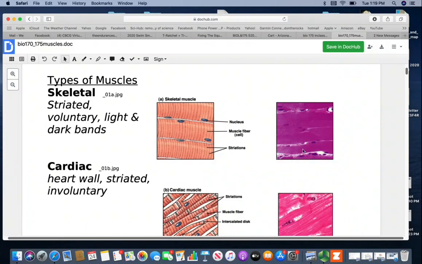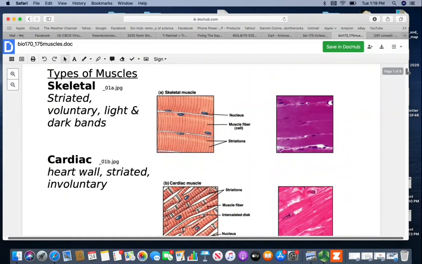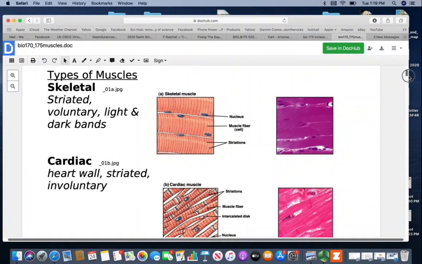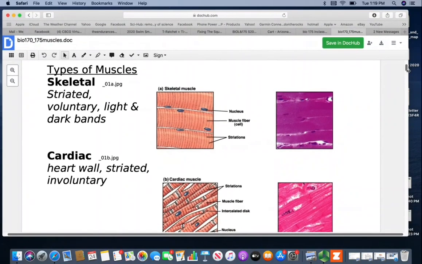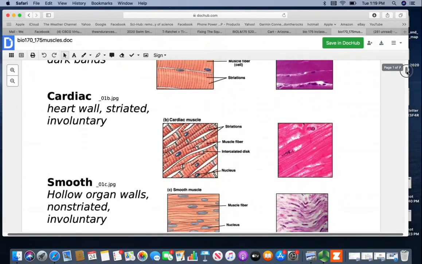Your cardiac muscle is also striated in its appearance. It's found in the heart wall, but it is under involuntary control. So if you wake up in the morning and not real clear on what you're doing, the good news is your heart is going to remember to contract for you.